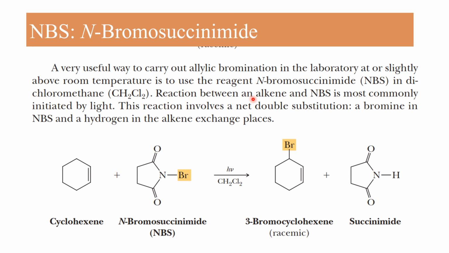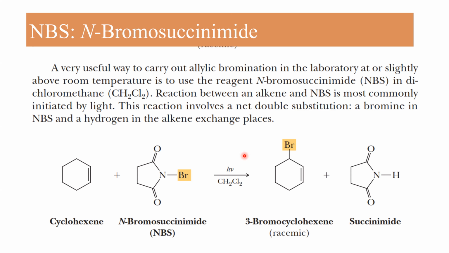The reaction between an alkene and NBS is most commonly initiated by light. Just by the light, this NBS, the N-Bromosuccinimide, behaves as an initiator and provides the bromine radical to the system, right? This reaction involves a net double substitution: a bromine in NBS and a hydrogen in the alkene exchange places, right? So that's why this is called the double substitution. This is not a single substitution. They are exchanging with each other.